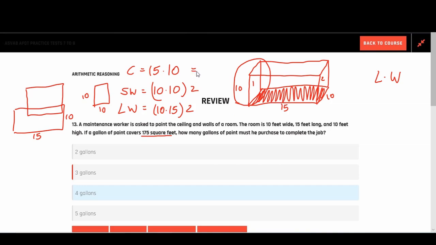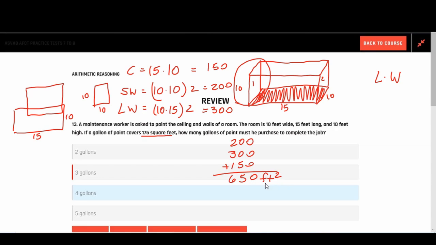So let's work this out. 10 times 15 is 150. 10 times 10 is 100, times 2 is 200. And 10 times 15 is 150, times 2 is 300. Let's add these all together: 200, 300, 150. 0 plus 0 plus 0 is 0. 0 plus 0 plus 5 is 5. 2 plus 3 is 5, plus 1 is 6. So we can see that the maintenance worker has to paint 650 square feet of walls and ceilings.